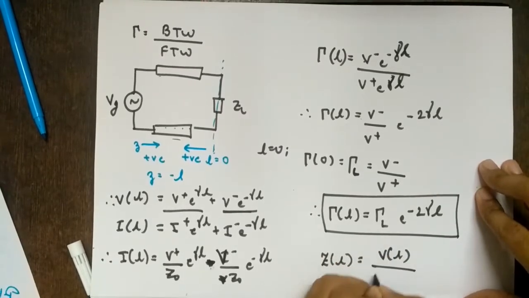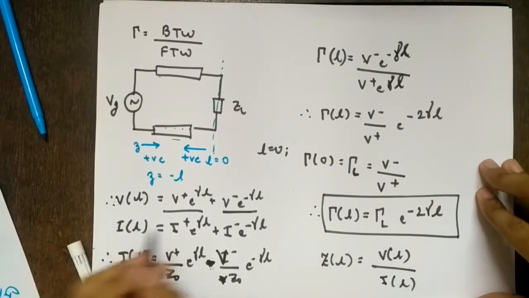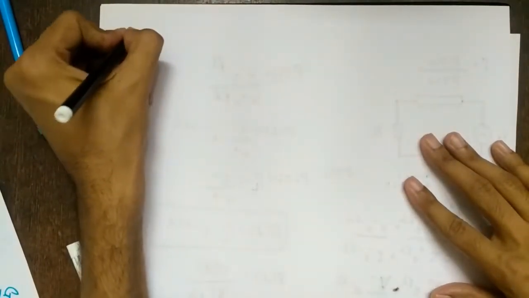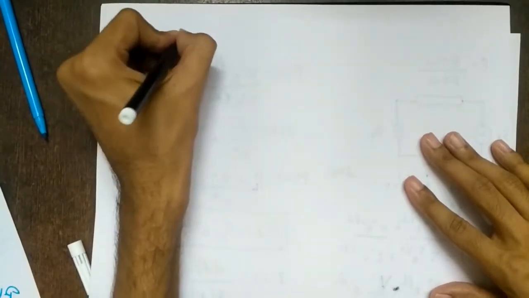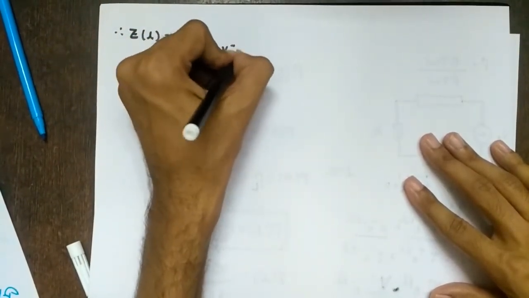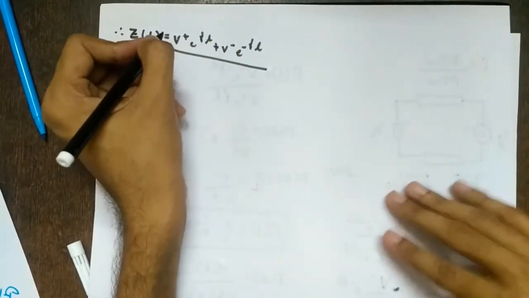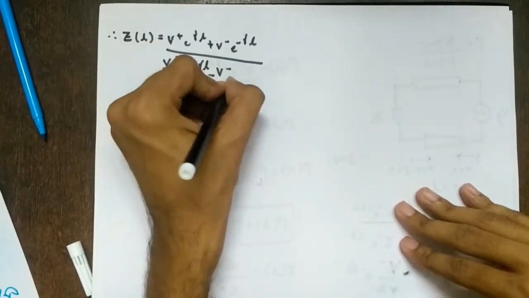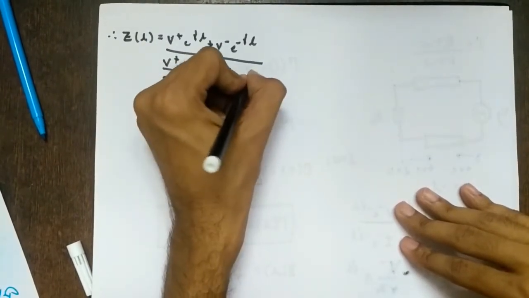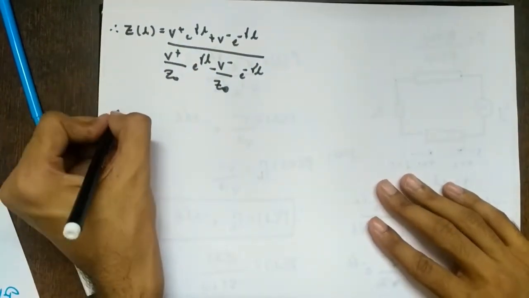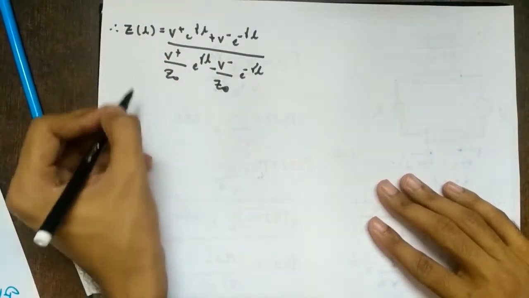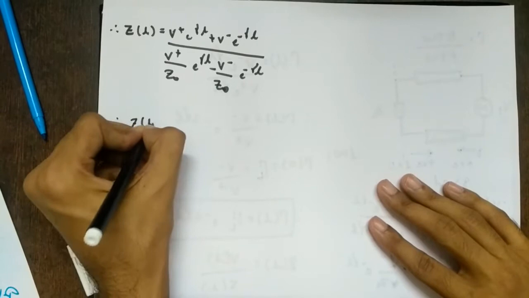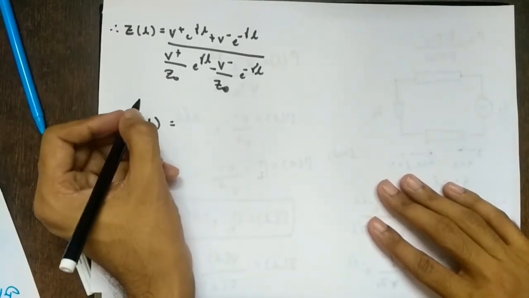So it will be V of L upon I of L. We already have V of L and I of L, right? So just divide the two. Therefore Z of L equals V plus e raised to gamma L plus V minus e raised to minus gamma L, upon V plus by Z0 e raised to gamma L minus V minus by Z0 e raised to minus gamma L, right? This Z0 can go up.